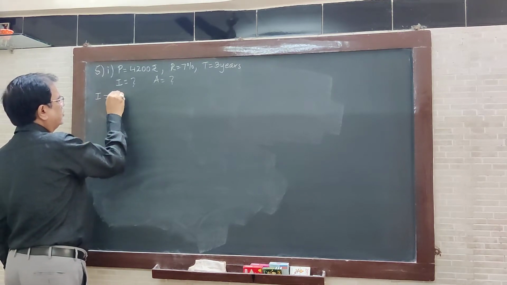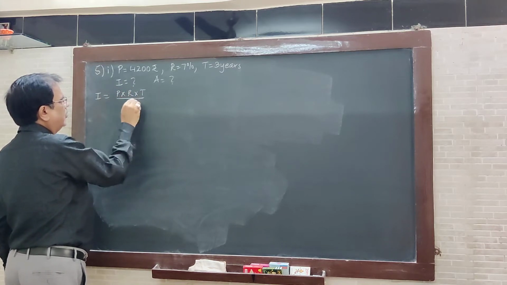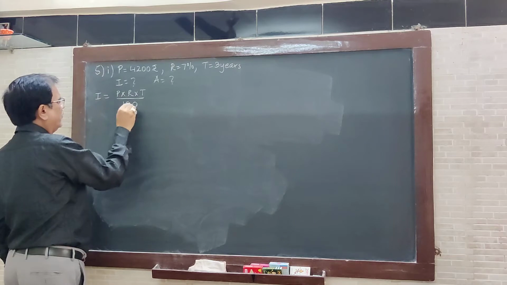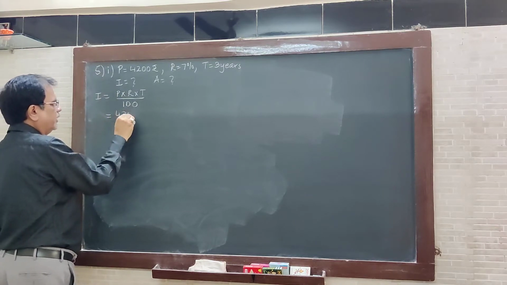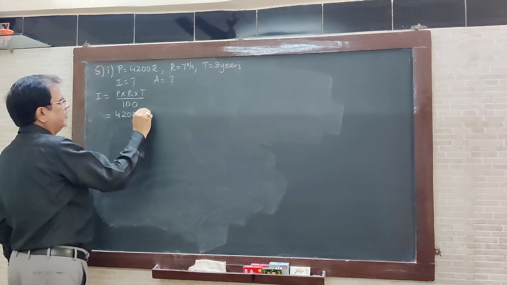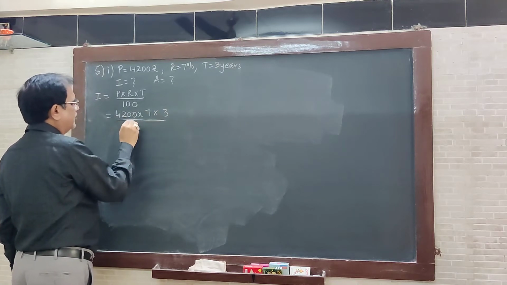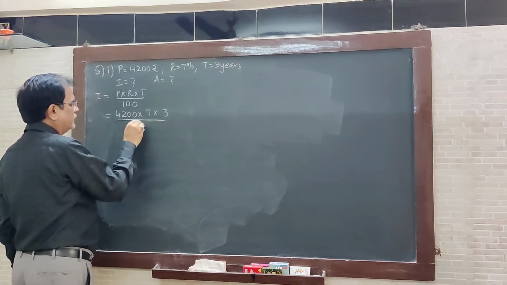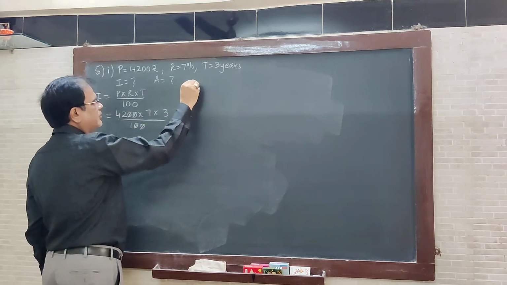Interest is equal to P into R into T upon 100. This is equal to P, 4,200. This is like you did in practice set 40. Same way, 7%, 3 years upon 100. So 0 gets cancelled. 42 multiplied by 7.